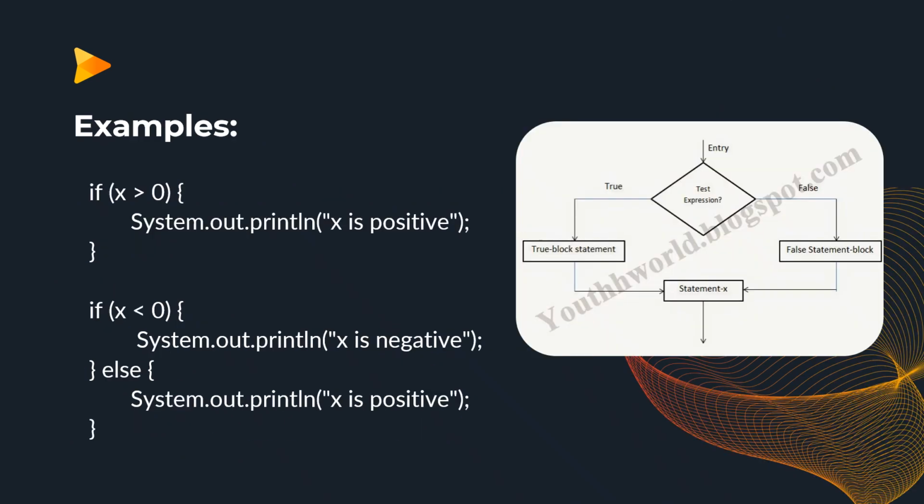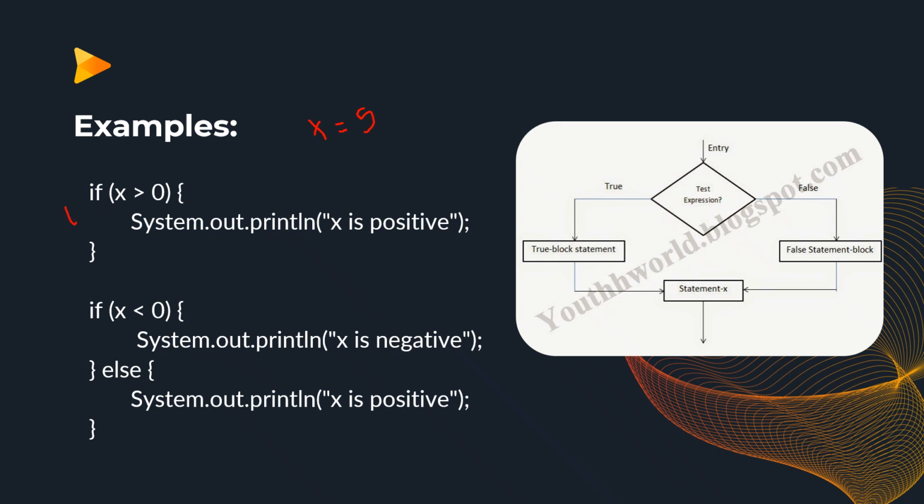Now we are going to see the example. This is an example of an if else statement. First we use the if keyword, and after that we give the condition x is greater than 0. Suppose that our x value is 5. Now consider that x is 5, and what will happen in this program?